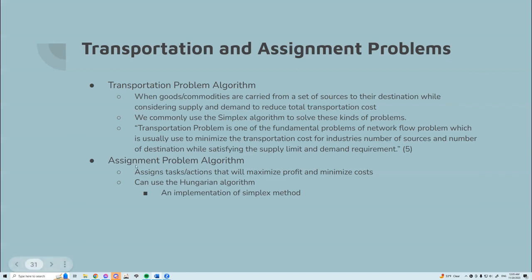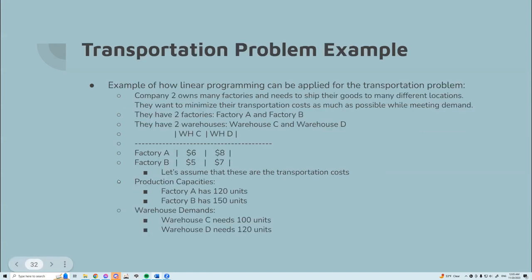But we also have the assignment problem algorithm. It basically assigns tasks or actions that maximize profits and minimize costs. For this one, we can use the Hungarian algorithm, which is basically just an implementation of the simplex method to solve this. So this is our example of the transportation problem.